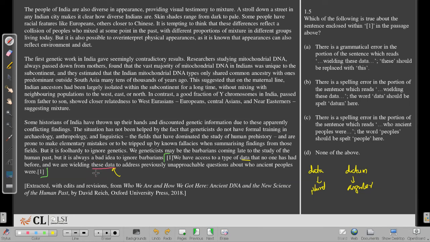So there is no issue with this. It is not "this," it is "these." There is no problem with this. Therefore, to suggest that you have to change to "this" would be incorrect. Answer choice A is incorrect.